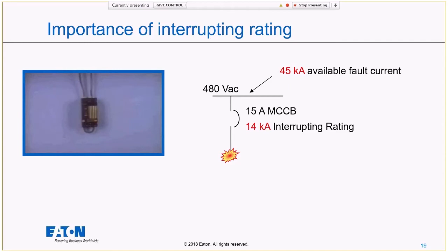So we've got a not adequate interrupting rating. We've got 480 volts here, and we've got a 15 amp molded case circuit breaker. It has a 14 kA interrupting rating. If you can see on that video on the left, we're basically shorting it right there across the load side terminals. We're shorting it right on the load side. And we're going to hit it with 45,000 available fault current. I am going to make sure my volume is on.